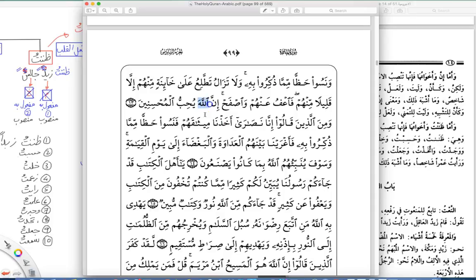Inna Allah. The word Allah here is the ism of inna. That's why it's mansub. And yuhibbul muhsinin, all of that is the khabar. So if you remember, like we said last week, khabar can come in the form of a jumla fi'liya. So yuhibbu is the fi'l, and inside it is the fa'il, and muhsinin is the mafool bihi. All of that put together is considered to be the khabar of inna.